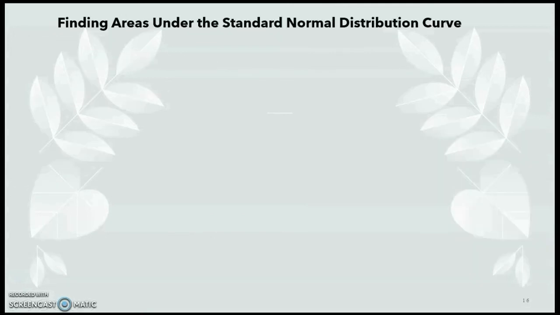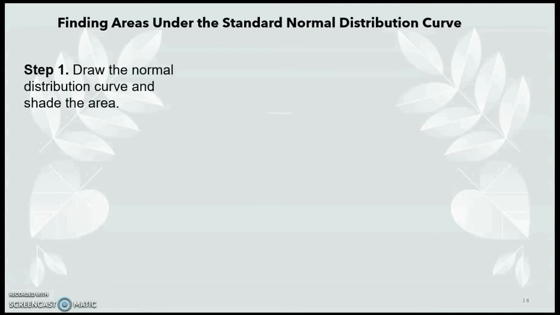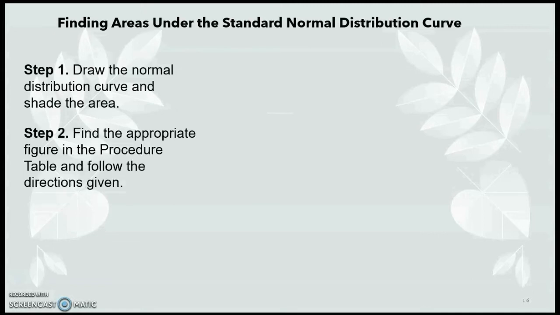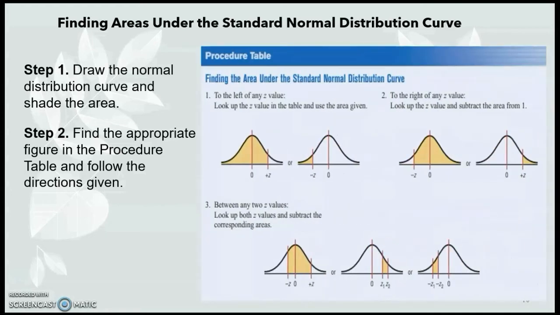Finding areas under the standard normal distribution curve, we have two steps. First, draw the normal distribution curve and shade the area. Second, find the appropriate figure in the procedure table and follow the directions given. Here is the procedure table. There are three basic problems, and these are summarized in the procedure table. This procedure table guides us on how to use the standard normal distribution and in visualizing the problem.